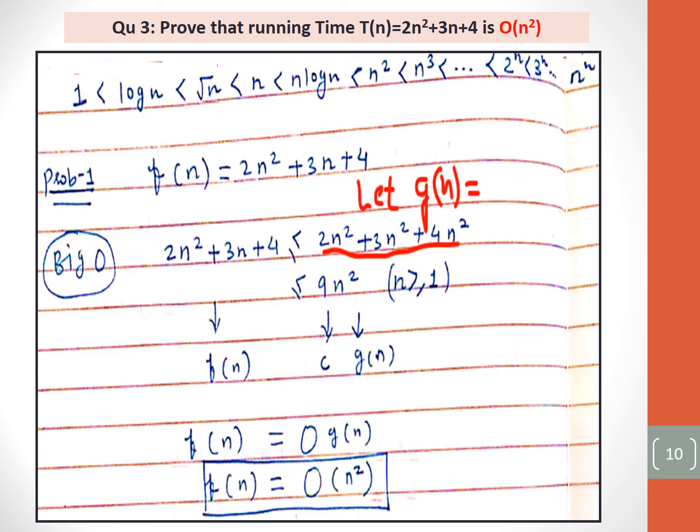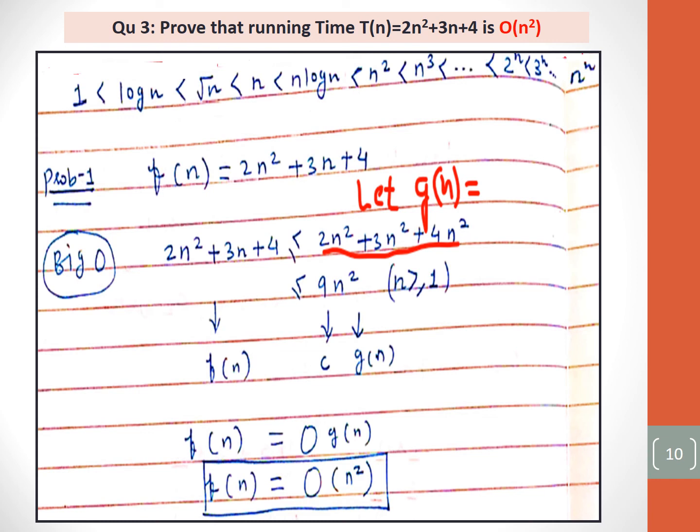So your f(n) will be on the left-hand side, then 9 will become your c, and n² will become g(n). Now this 9n² is true for all n values greater than or equal to 1. In place of 9 there can be 10, 11, 12, 13 and so on, but 8 is not possible, because equality is satisfied with n equals 1: 2n² + 3n + 4 equals 9n² when you put n equals 1.